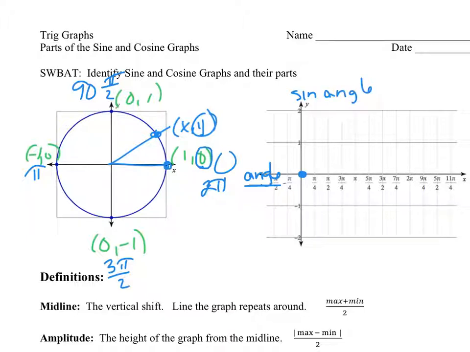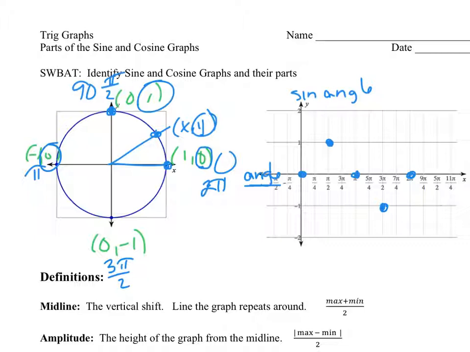I'm just going to do the basic values. All the other ones just fall into place when you do that. At pi over 2, sine is 1, so sine is going to be up here. That's this point right here. At 180, or pi, it's back to 0. Then at 3 pi over 2, it's down to negative 1. And at 2 pi, it's back to 0.